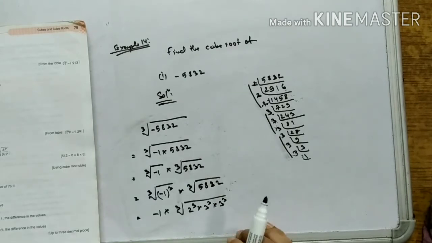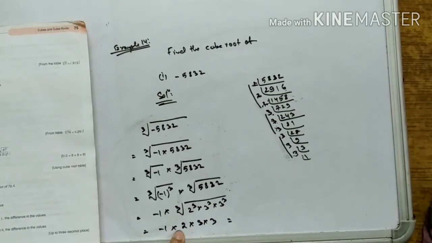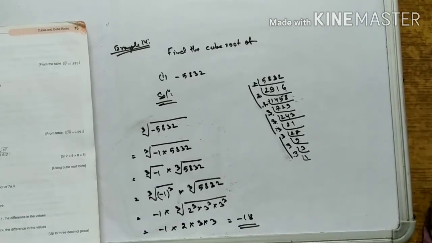Understand? So now in here minus 1 into cube and cube root cancel. Therefore I will get 2 into 3 into 3, which is ultimately, 3 3s are 9, 9 2s are 18, 18 into minus 1, I will get minus 18. So in this way also you can fill it.